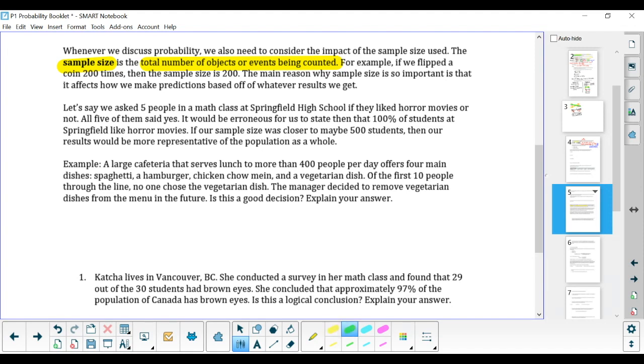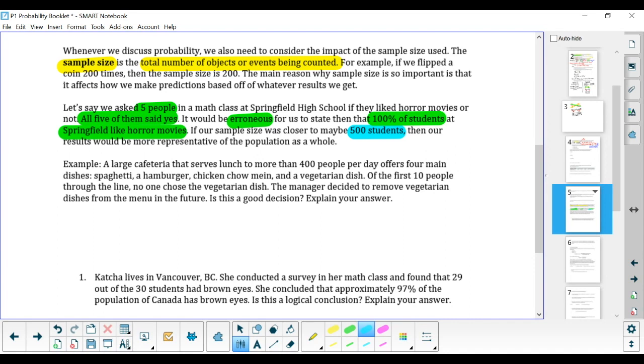For example, if we asked 5 people in a math class at Springfield High School if they liked horror movies or not, all 5 of them said yes. It would be erroneous, we would be mistaken if we said that 100% of students at Springfield High like horror movies. If our sample size was maybe closer to 500 students, then that prediction would be a little bit more representative of the population as a whole.